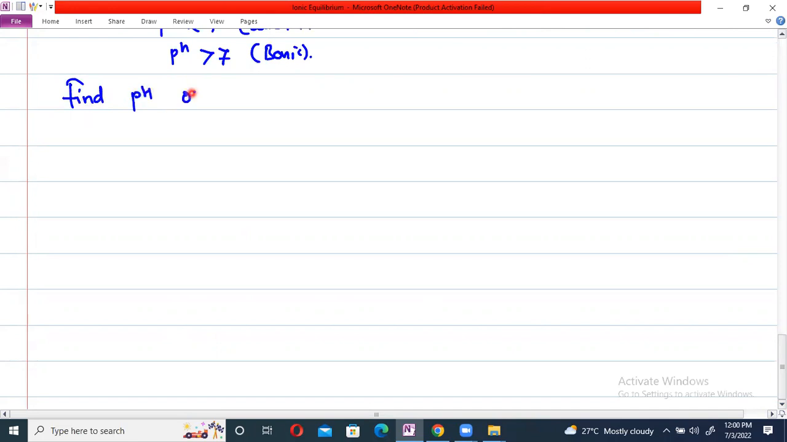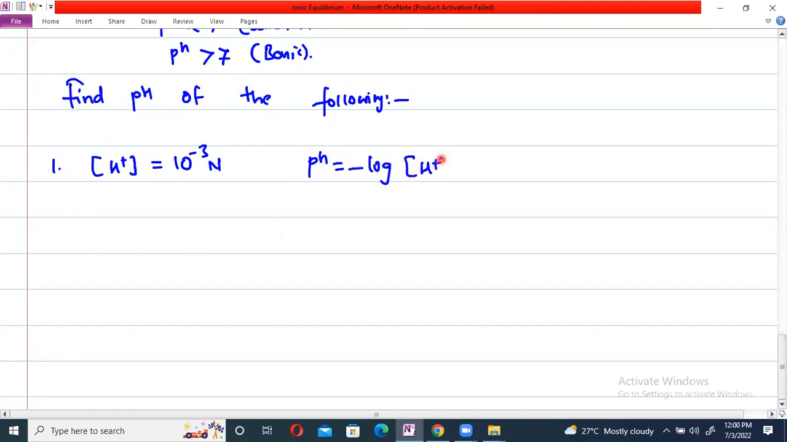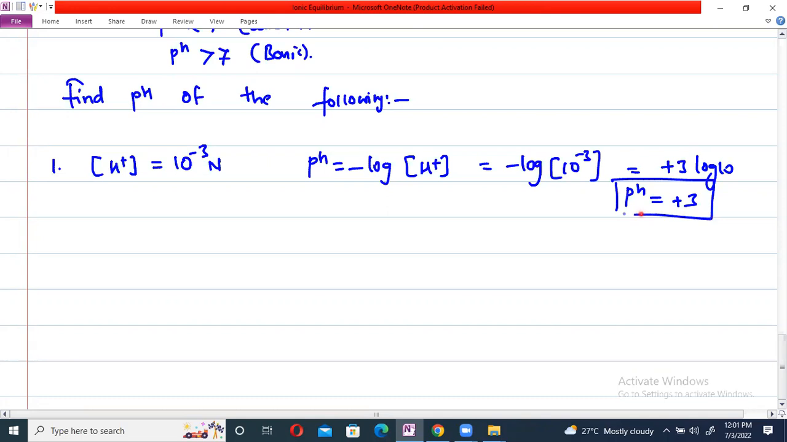Let us say find the pH of the following. Suppose I tell you I have concentration of H plus value 10 to the power of minus 3 normal. How to get the pH? Let us see, two methods are there. pH equals minus of log of concentration of H plus. Substitute the value of concentration of H plus in this, where we get minus into minus 3 log 10, and as we know log 10 value is 1, so pH is equal to 3 directly.